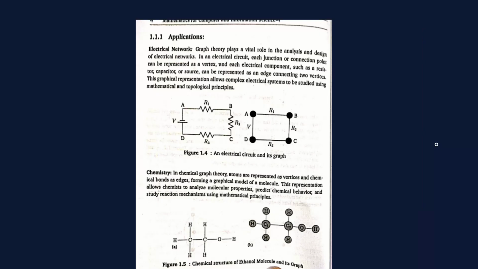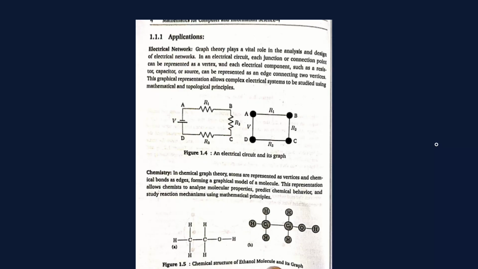We have already discussed Konigsberg's bridge problem. Now we have different applications here. Electrical networks are one of the applications given in your textbook. Graph theory plays a vital role in the analysis and design of electrical networks. Here, between these four points, you're connecting resistance, voltage and all of these things, right? So these can be represented in the form of a graph.